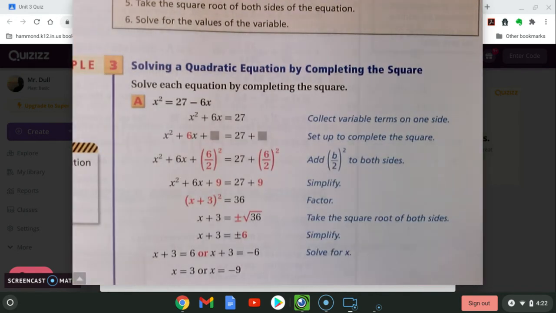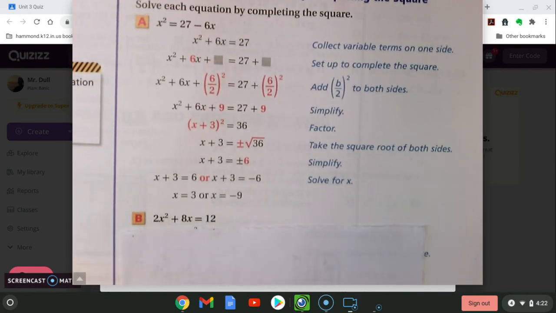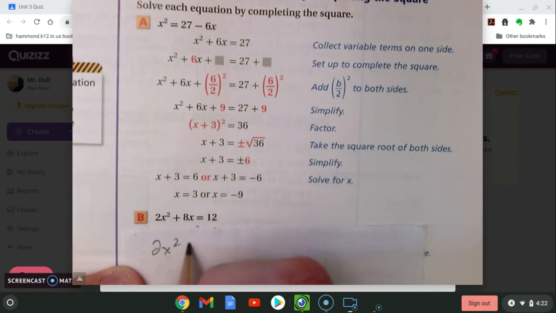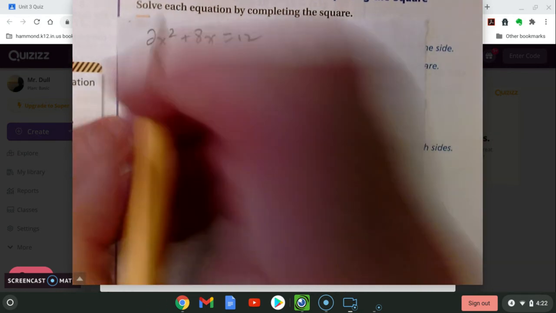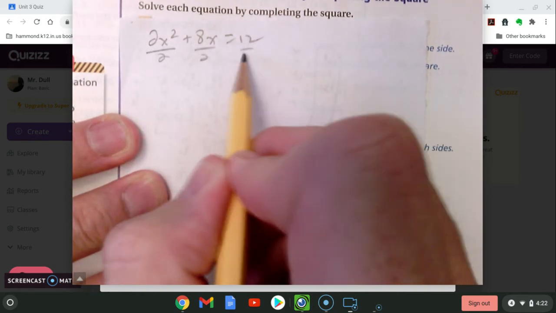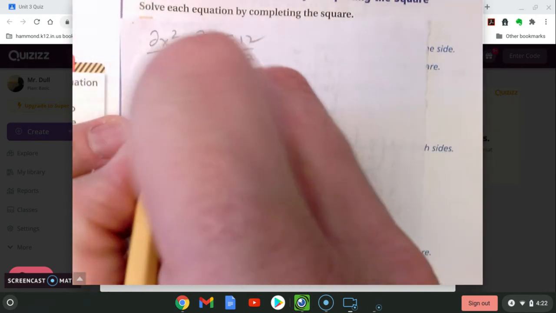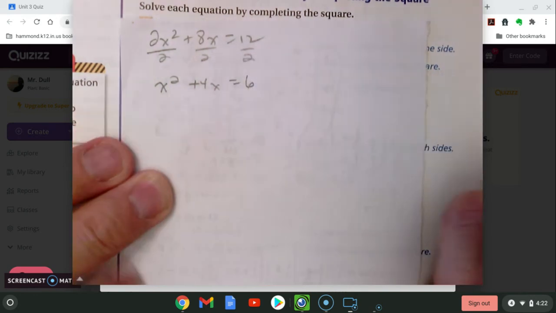Okay, let's look at one more. So here's an example where we need to go ahead and divide to get x squared with a coefficient of 1. So divide by 2, divide by 2, divide by 2. So I get x squared plus 4x equals 6.